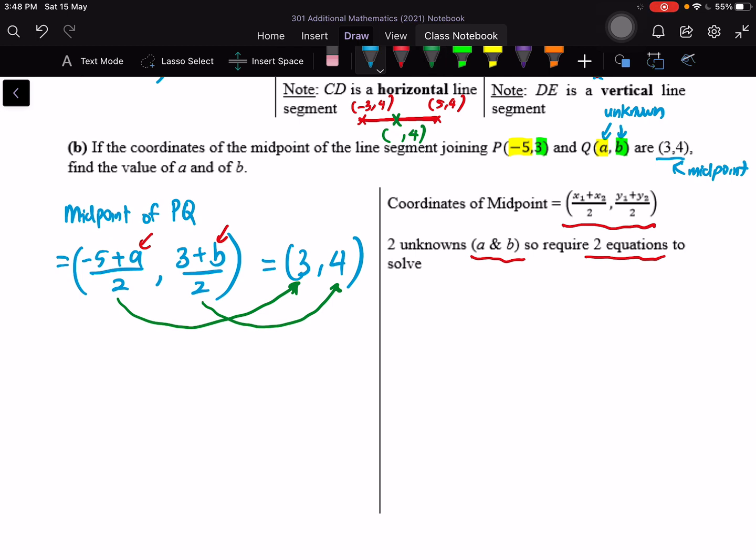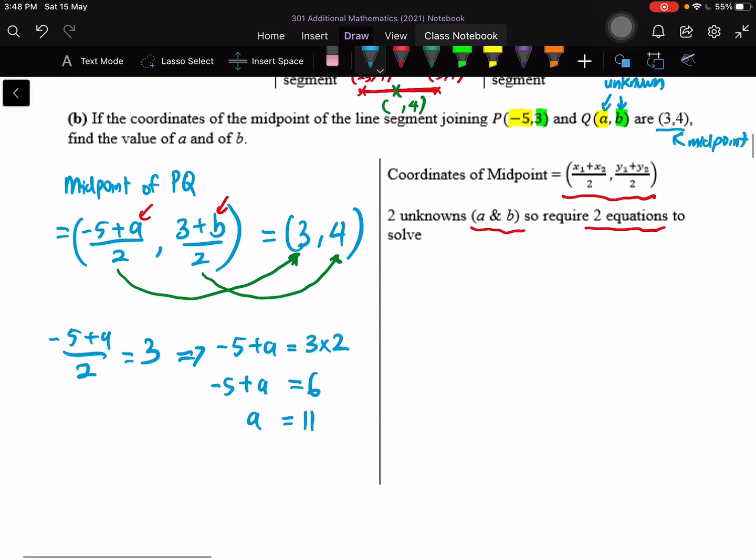So you have -5 plus A over 2 equals 3. What you can do is solve for A. You can cross multiply: -5 plus A equals 3 times 2. So you get -5 plus A equals 6. So A will be 6 plus 5, which is 11. So you solve for A.